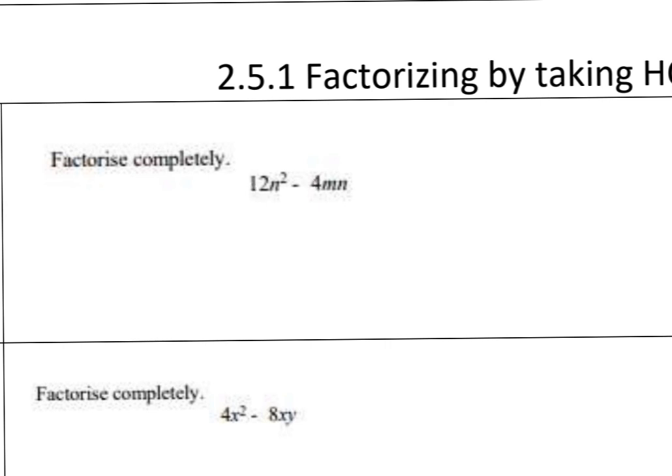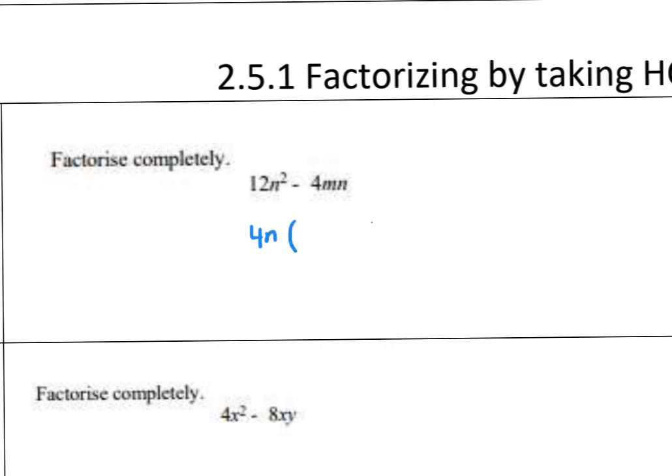For the symbols, we have n squared and we have mn. So n is common. n power 2 or n power 1? n power 1. If you have a symbol common, take the symbol to the least power. So the highest common factor between 12n squared and 4mn is 4n.